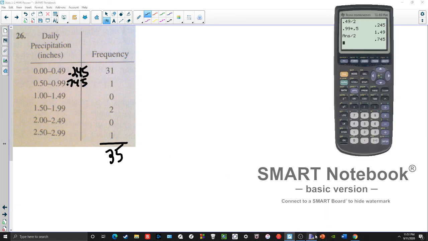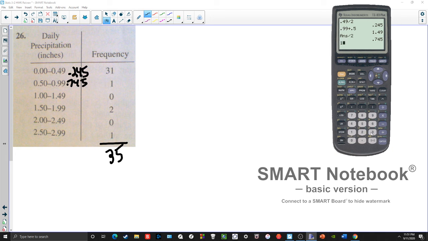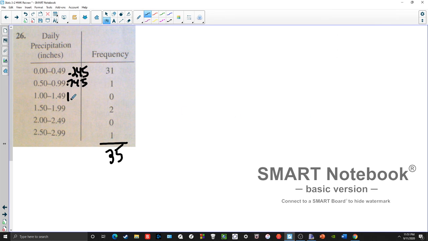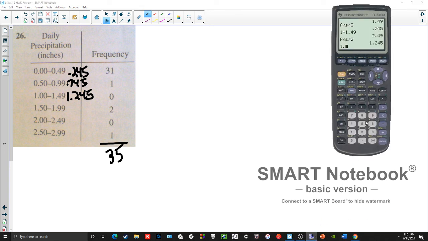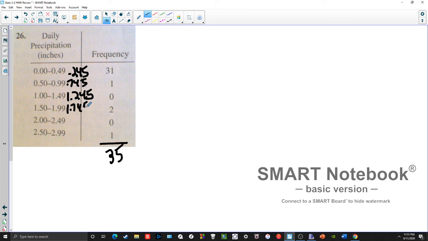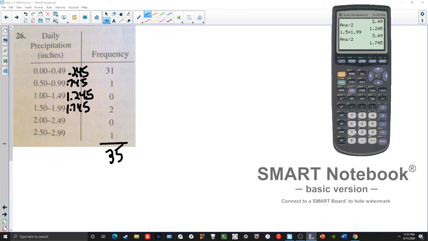we have 1 plus 1.49 divided by 2. We get 1.245. And then we get 1.5 plus 1.99, and then divide by 2. We get 1.745, and 2.49 plus 2 divided by 2, 2.245.